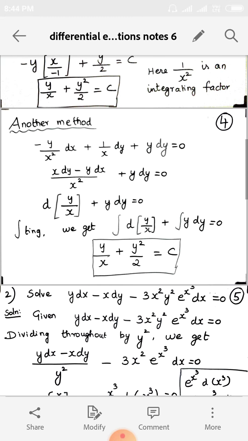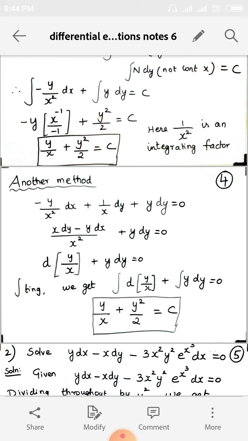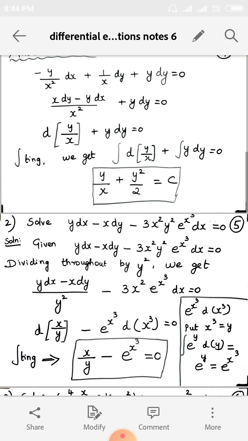Now integrating. Integral of differentiation of y by x plus integral y dy is equal to 0. Now differentiation and integration get cancelled. So we get simply y by x plus y squared by 2 is equal to c. See, both the answers are the same. So this is another method of finding the solution. Right.